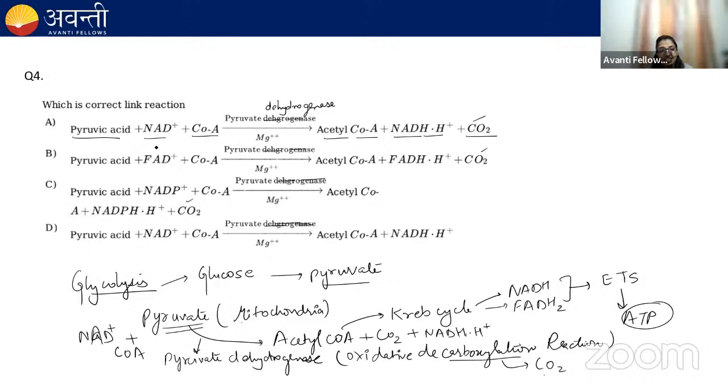In the second one, there's involvement of FAD+. This is not the correct link reaction. In option C, there's NADP+. This is also not the correct link reaction. And in D, it's an oxidative decarboxylation reaction, which means CO2 has to be released, but there's no CO2 in option D. So the correct link reaction is option number 1. I hope it is clear to everyone.